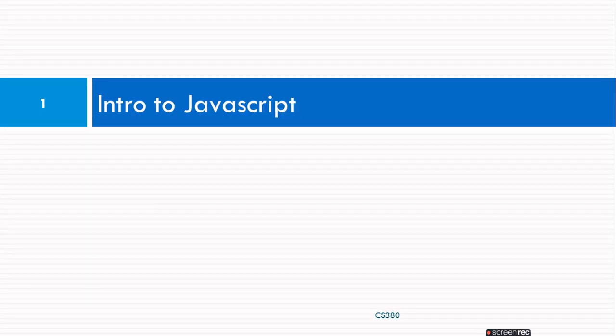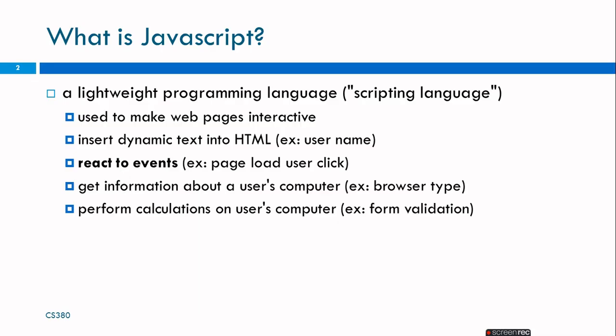This video is going to be a full crash course on JavaScript, so make sure you watch the video till the end. Now let's start by understanding what JavaScript is. Basically, JavaScript is a lightweight scripting/programming language that is used to make web pages more interactive. It can insert dynamic text, it can react to events, it can give information about a user's computer or network, it can perform various calculations, it can actually control your front end very well.